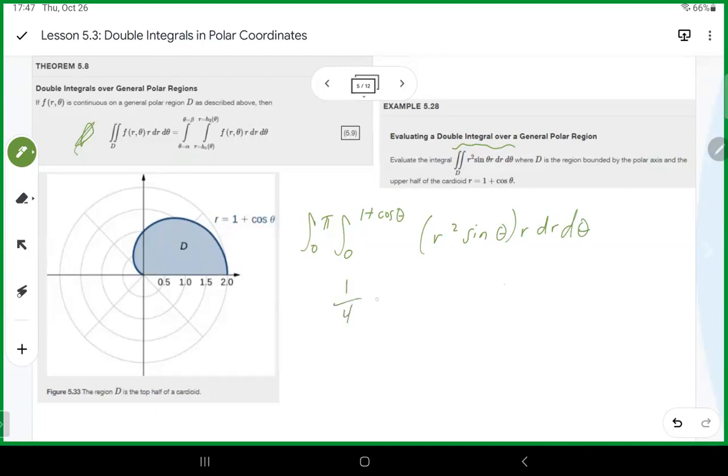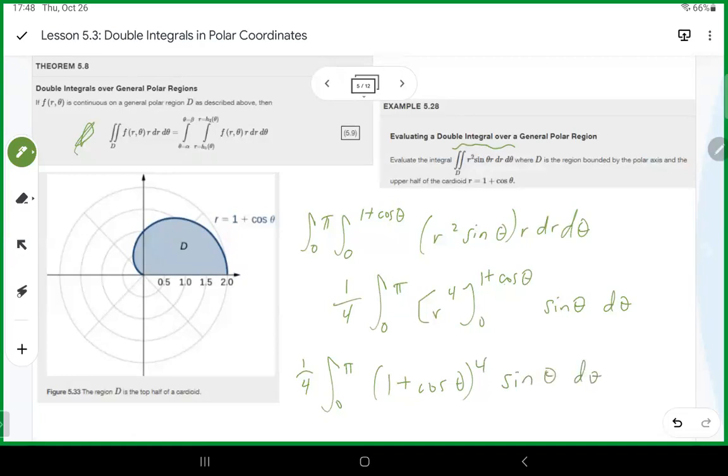So you work some stuff out, you end up with 1/4 outside, and then it's going to be 0 to pi, and then r to the 4th from 0 to 1 plus cosine theta, sine theta, d theta. So 1/4 times the integral from 0 to pi of 1 plus cosine theta to the 4th sine theta d theta, which will give you negative 1/4 times 1 plus cosine theta to the 5th over 5, from 0 to pi. So then that just gives you 8/5.